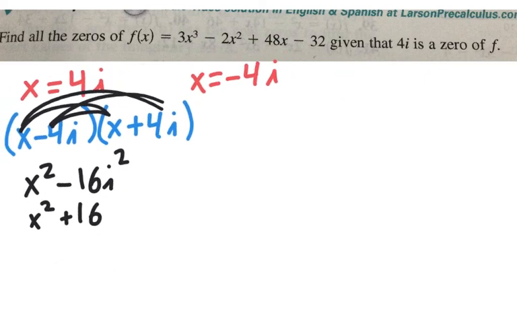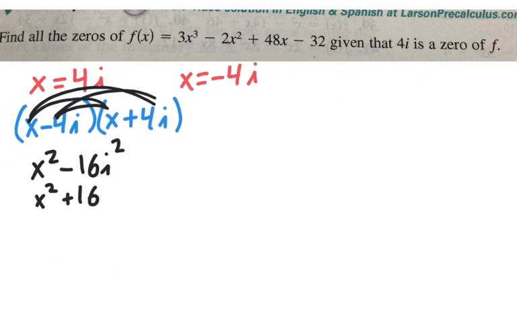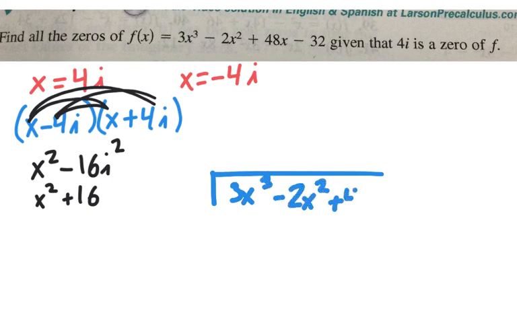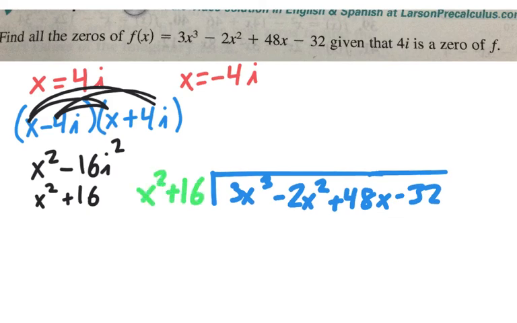So I now know a factor. I know x squared plus 16 is a factor. So I can do long division of that factor. So I've got 3x cubed minus 2x squared plus 48x minus 32. And I'm going to be dividing by that factor, x squared plus 16.